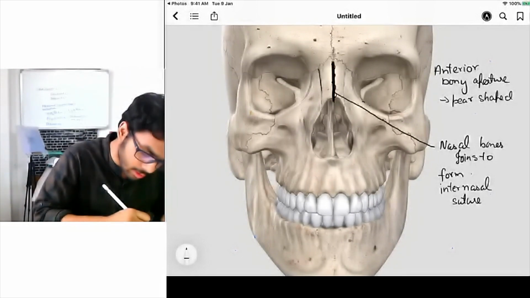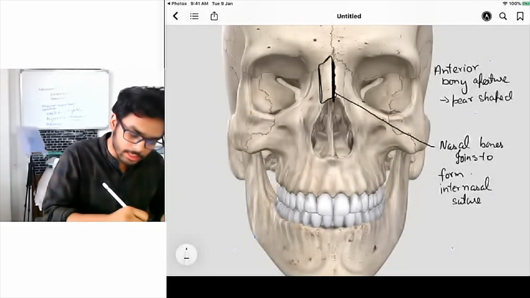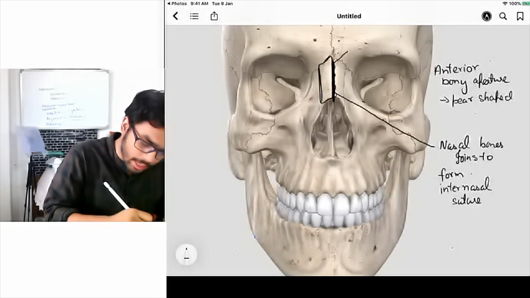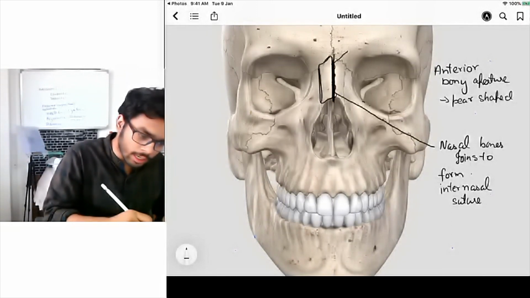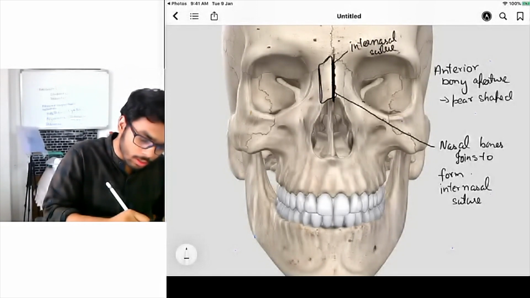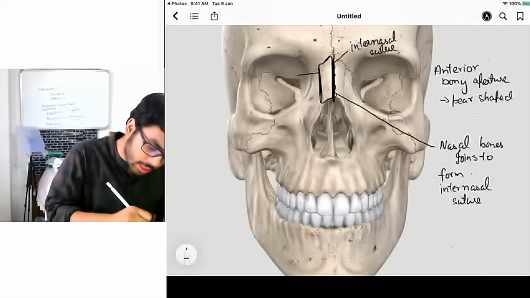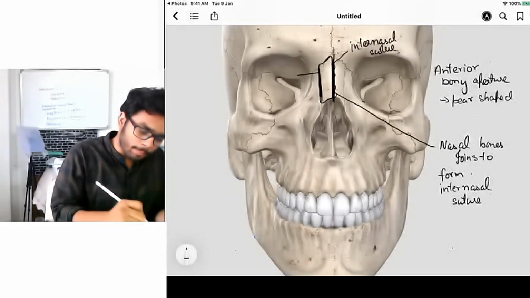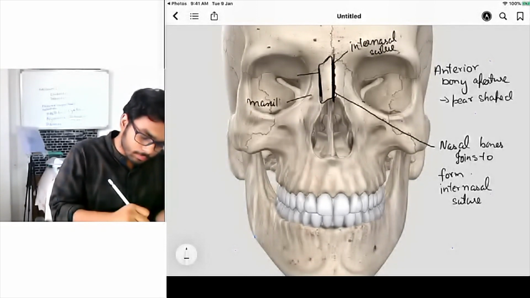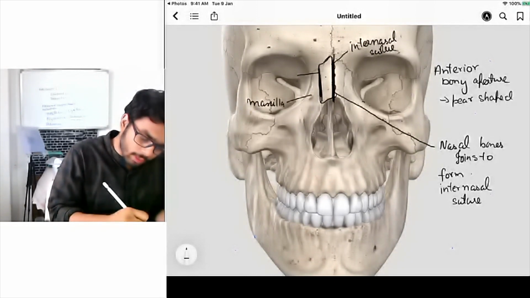Here, can you see? Anteriorly, this is the nasal bone. Can you see here? Yes, this is the nasal bone. And this is the anterior part, and here we have the internasal suture. While the posterior part, that is this part, articulates with the maxilla. This is the maxilla. Can you see the articulation of the nasal bone and the maxillary bone?